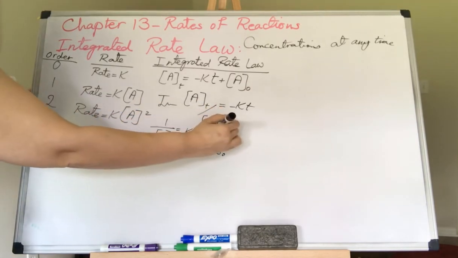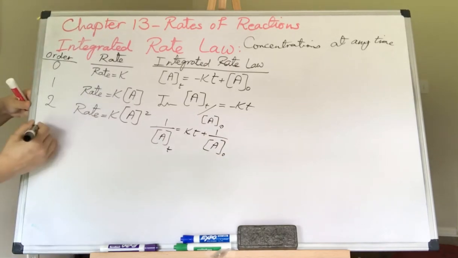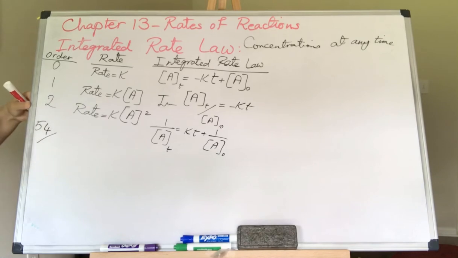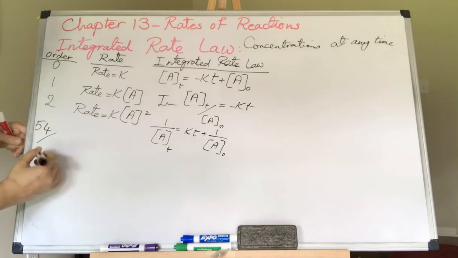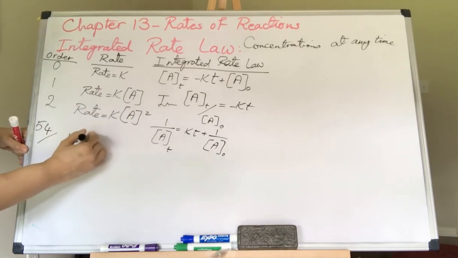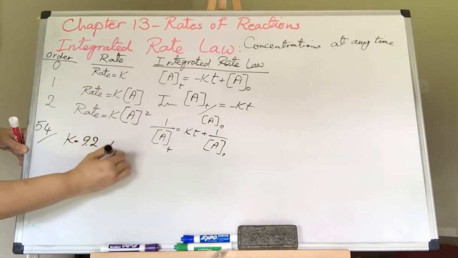We are working on slide number 54 of chapter 13. Cyclopropane is used as an anesthetic. The isomerization of cyclopropane to propene is the first order reaction with a rate constant of 9.2 per second. So K is 9.2 per second.